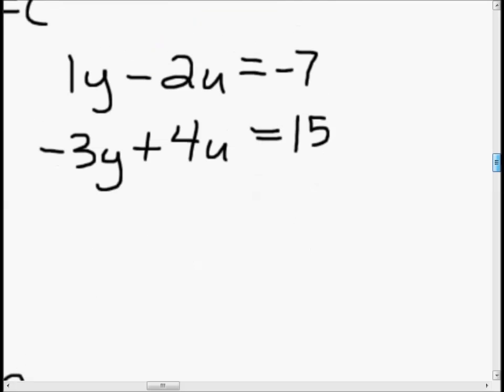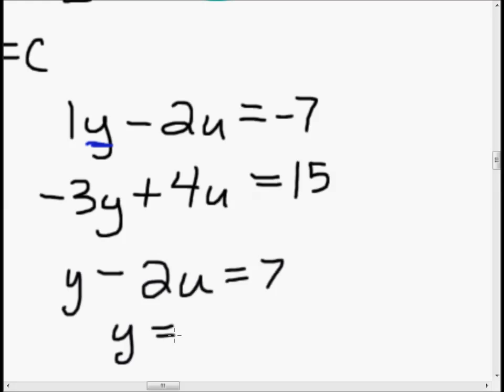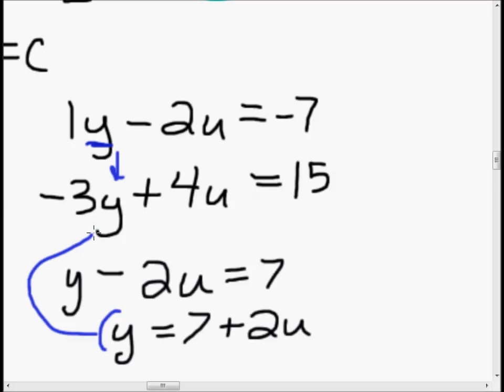So on this side, again, we're going to choose a variable to solve for. We're going to highlight this in blue. We're going to do y. So let's go ahead and solve for y. Whoops, I'm jumping ahead. y minus 2u equals -7. That means y equals -7 plus 2u. And so now that we have this y, we can go ahead and plug it in here. So we're going to plug this whole thing right in there.